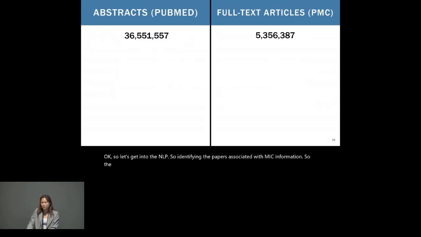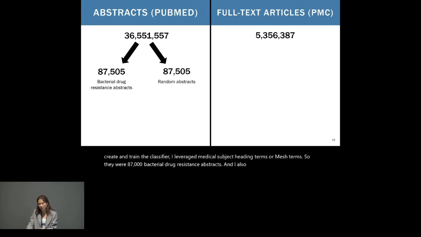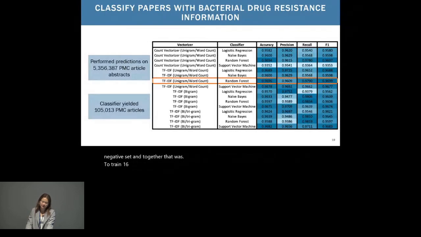The first step was creating a bacterial drug resistance classifier. I did this by first downloading the PubMed abstracts, as well as full text articles from PubMed Central. To create and train the classifier, I leveraged medical subject heading terms, or MeSH terms. There were 87,000 bacterial drug resistance abstracts, and I also took a random draw for the negative set. Together that was used to train 16 different classifiers.